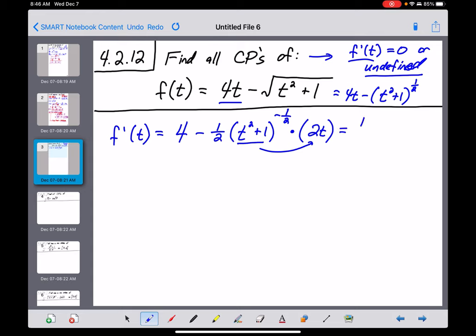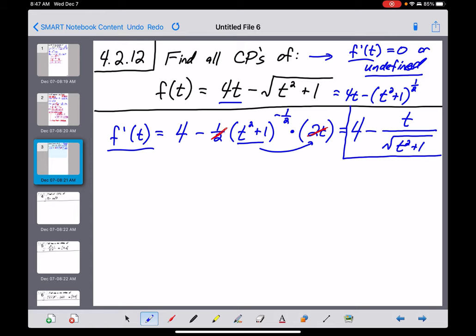Good old chain rule. So what can we do with that, guys? We can make this a 4 minus, and then a big fraction at the end of all that. I've got a 1/2 and a 2t. That's just going to give me a t up here in the numerator, and then a square root on the bottom of t squared plus 1. So that right there is our derivative, f prime of t.